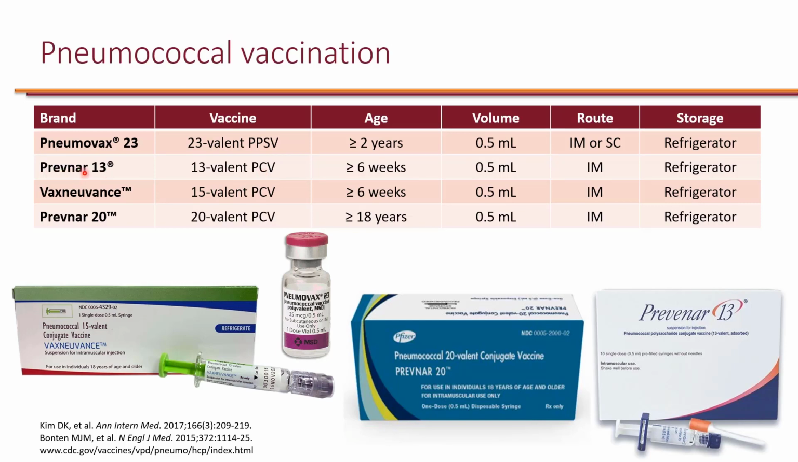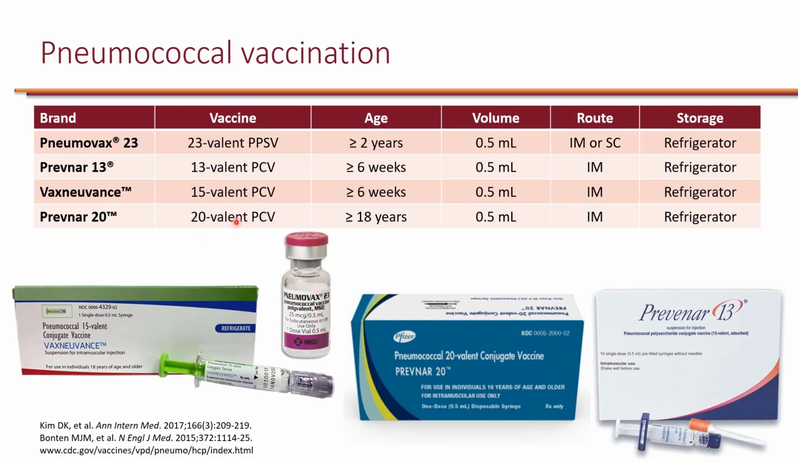And the first one is Prevnar 13, so this is a 13-valent and it has 13 of those serotypes. This is approved for ages 6 weeks and older. And all of these PCVs are available as a pre-filled syringe, so they can only be given as an intramuscular injection. Most recently, we had Vaxneuvance and Prevnar 20 approved. So Vaxneuvance is a 15-valent PCV, and Prevnar 20, as the name suggests, is a 20-valent PCV.